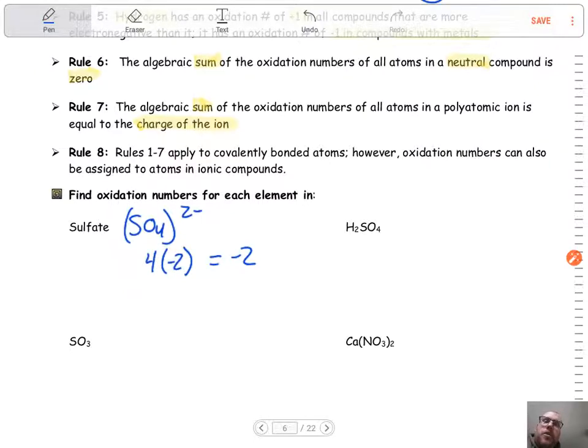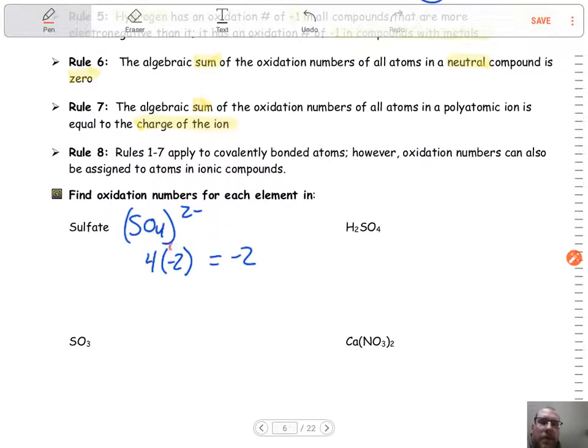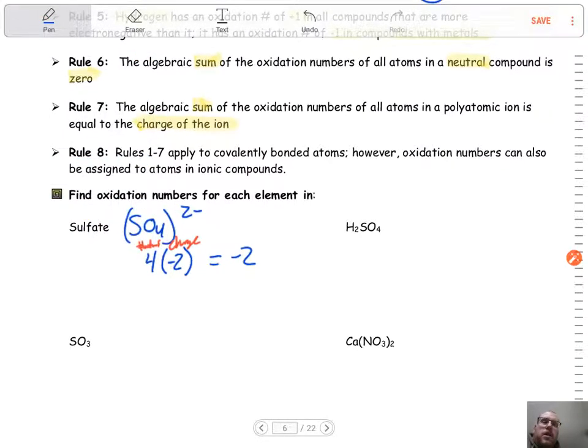So 4 atoms of oxygen, what's the charge? -2. What I'm doing here, guys, in the parentheses is my charge. I'm going to write that in red. So this is my charge, and this is the number of atoms, just as a reference point. All of the elements together have to sum to -2. So that means I'm going to add in sulfur. Think about it: how many sulfurs do you have? We have 1, and we're looking for the charge of sulfur now. So I've set this math problem up.